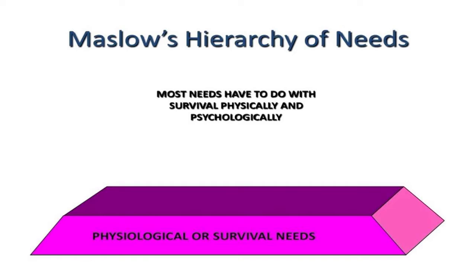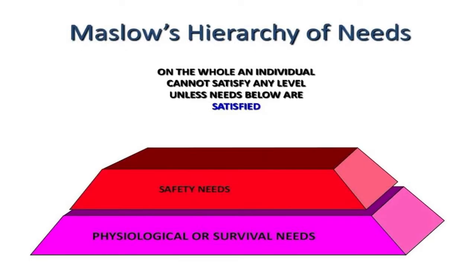Coming to the next one, safety needs. On the whole, an individual can't satisfy any level unless the needs below are satisfied. First the basic needs are satisfied, then the person looks at safety needs. Earlier he used to travel by cycle to the factory. Now his salary has increased and he is getting sufficient money, so he plans for a moped, which is safer for his health. That is a safety need. He will also buy an insurance policy for his safety and make a better home than the earlier one.